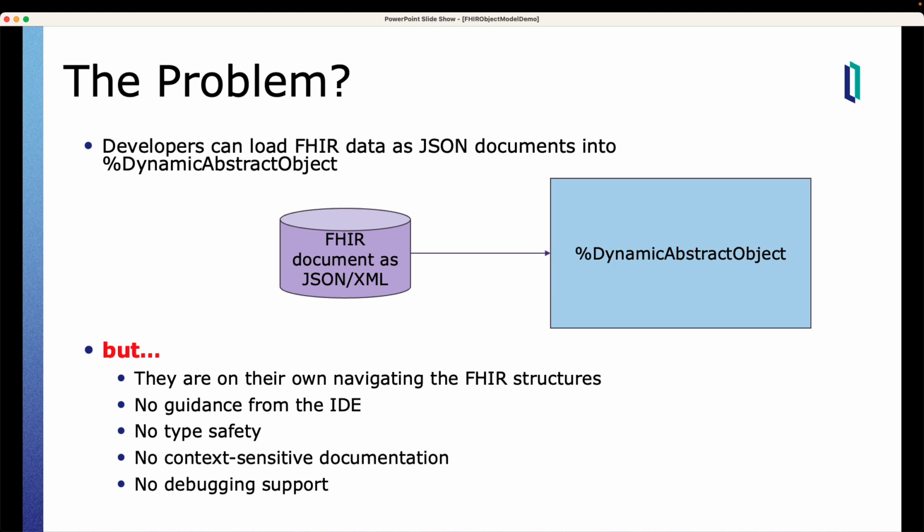So what's the problem? Well, currently, when you use FHIR with InterSystems IRIS for Health, you're loading data as JSON documents into a class called Dynamic Abstract Object. The problem there is that there's no way for you to use dynamic abstract objects to really understand and navigate FHIR structures. There's no guidance from the IDE, no type safety, no context-sensitive documentation that you could find in Visual Studio Code, or debugging support.